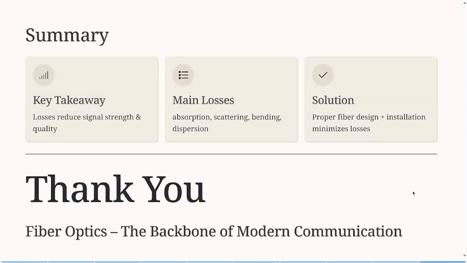So, in summary, optical fiber offers high bandwidth and low interference, but the signal still experiences losses as it travels. The major losses are absorption, scattering, bending, and dispersion. Understanding these losses is essential for designing efficient communication systems.